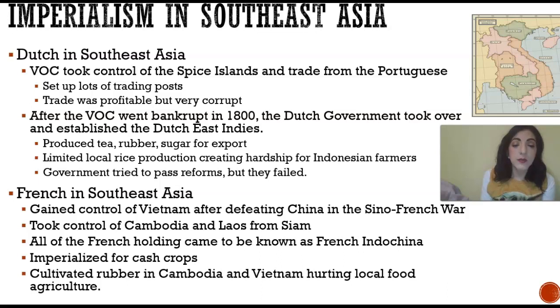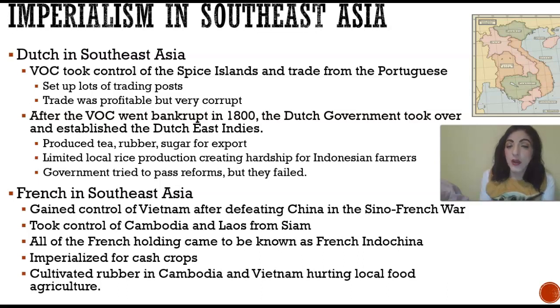After the VOC ended up going bankrupt, again, because they didn't manage their funds well, the Dutch government has to step in and take control of the Dutch East Indies. They're going to produce tea, rubber, sugar for export, all of those major cash crops. They limited local rice production, creating a hardship for Indonesian farmers. They took all the good land away from the Indonesian people and only allowed them to make these cash crops because there was a demand for them. And so it limits their food supply.